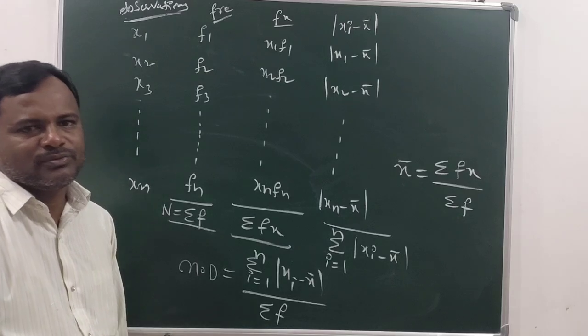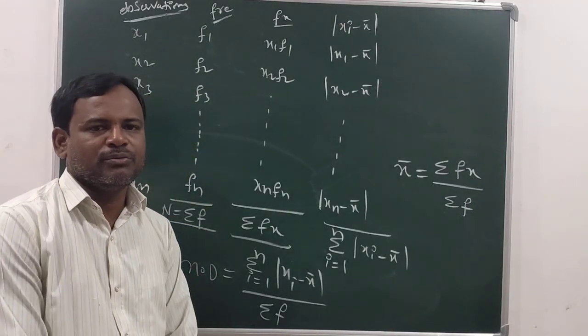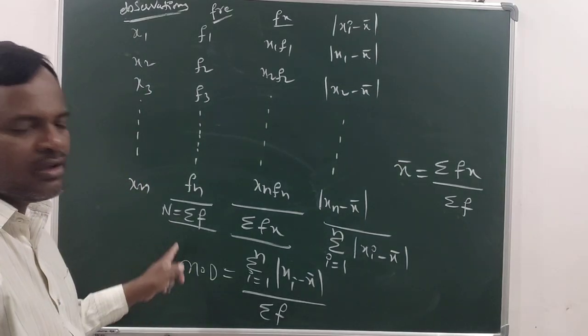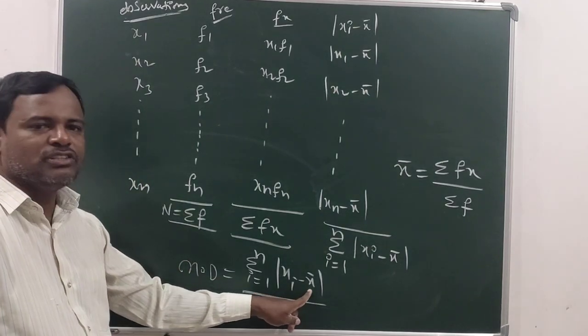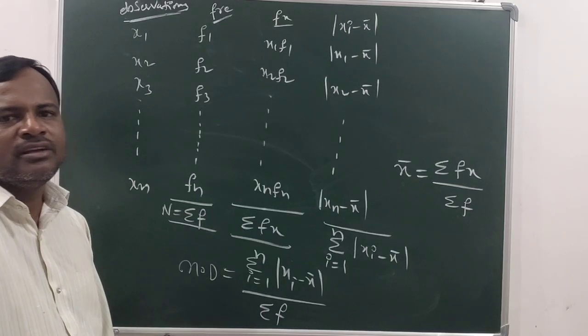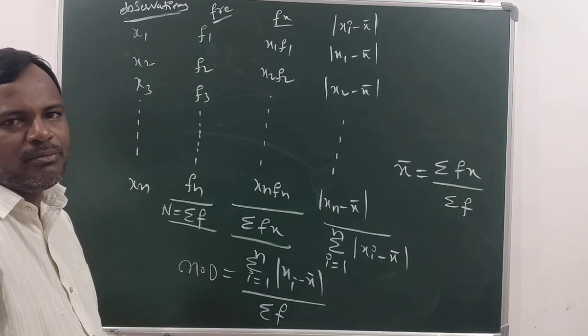Same for median also. For this data, how to find the median you know. So get their median, and in the place of x bar write their M. That's it. So that you will get the mean deviation of the data from their median.